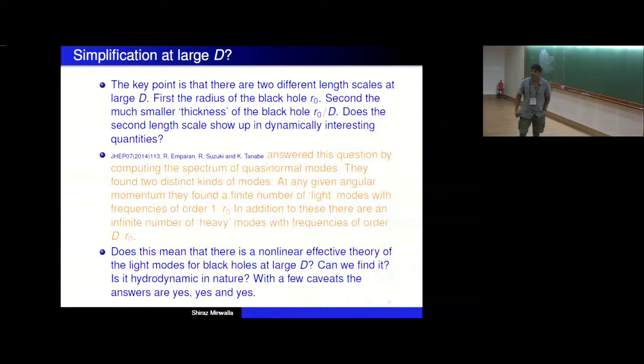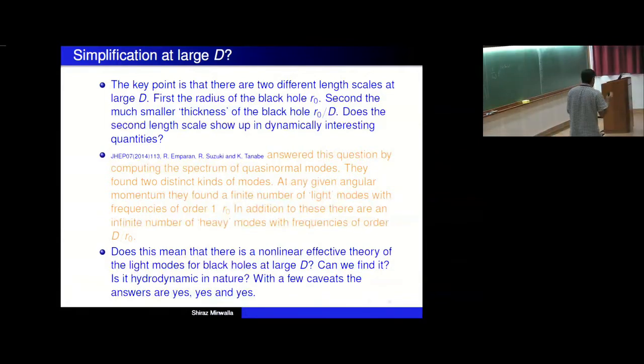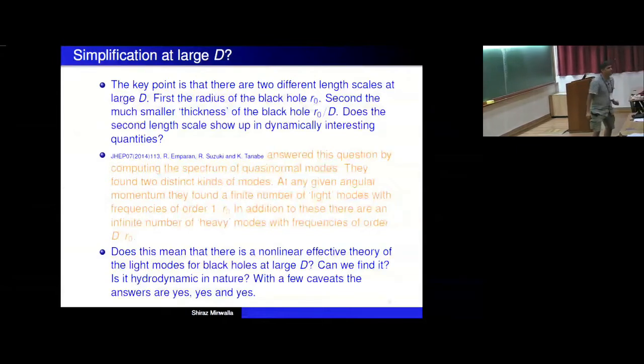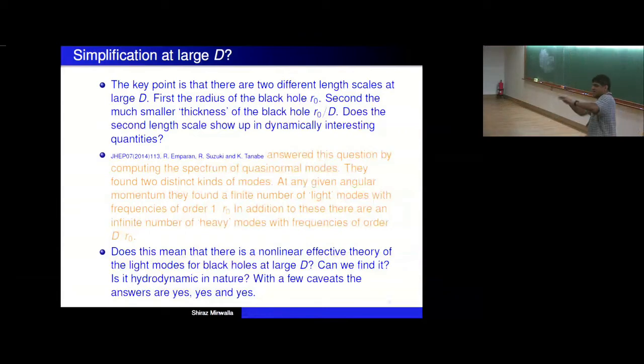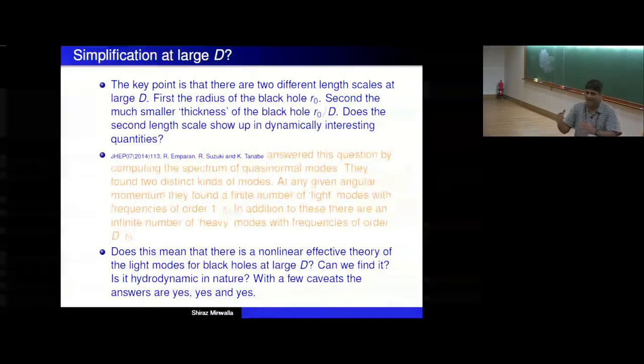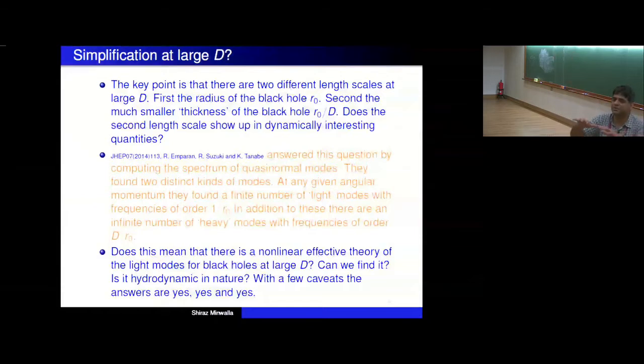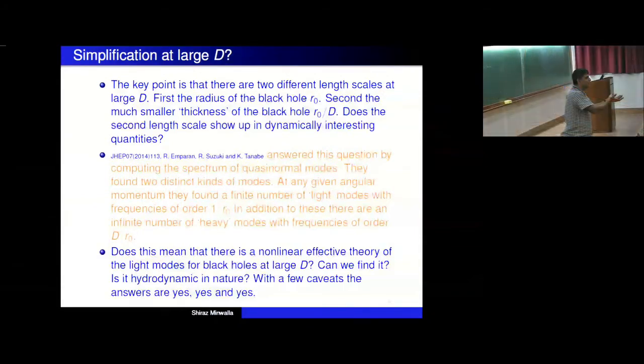Now, is this just a cute observation, or is it good for something dynamical? This question was also asked by Emparan, Suzuki and Tanabe, and they did the following calculation. They computed the spectrum of quasi-normal modes in the black hole background at large d. And they found something interesting. You have an infinite number of quasi-normal modes at every value of the angular momentum of the black hole.